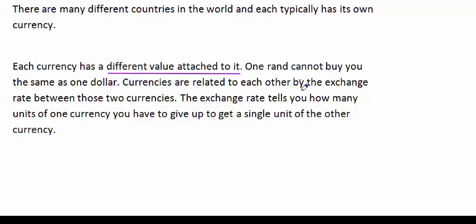Currencies are related to each other by the exchange rate between those two currencies. The exchange rate tells you how many units of one currency you have to give up to get a single unit of the other currency. Let's take a look at a couple of examples.